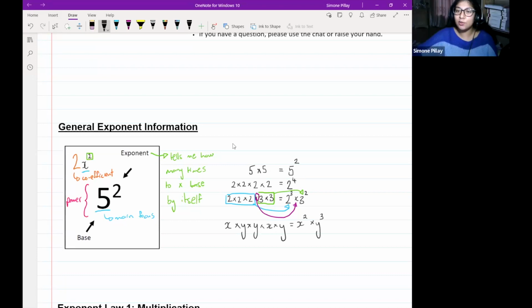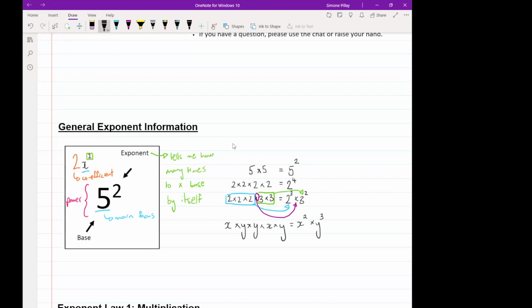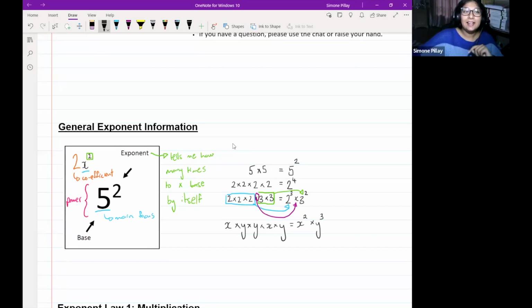Exactly. Can you tell me how you knew that? How did you do that? Ma'am, because I saw which variables are the same, and then I saw, okay, there's 2 x's, so I said x to the power of 2, and there's 3 y's, so I said y to the power of 3. Exactly. Thank you, Mateo.